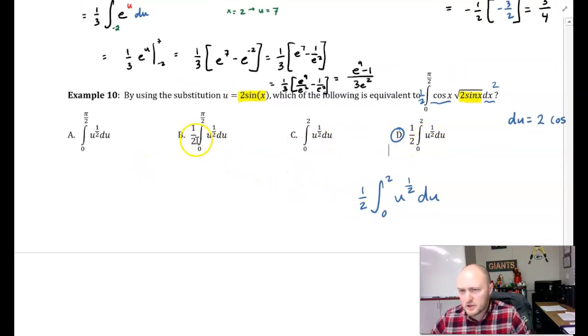B would have been another good distractor. However, the limits aren't changed, and I'm surprised there's not a distractor in here with D, but with a negative in the front, because that's the most common error I see students making when you're finding your du, they have a negative there.